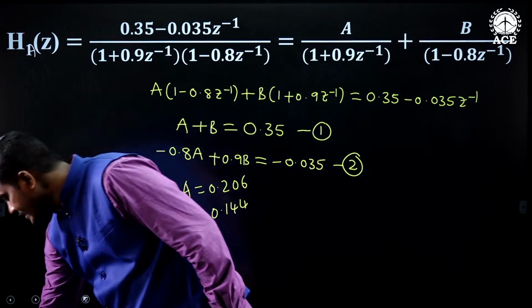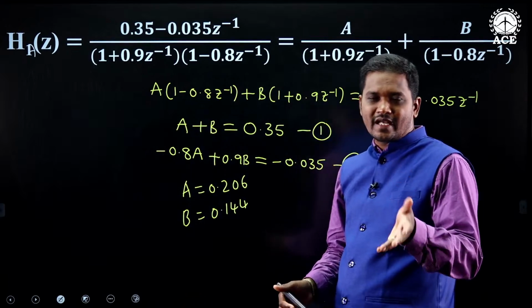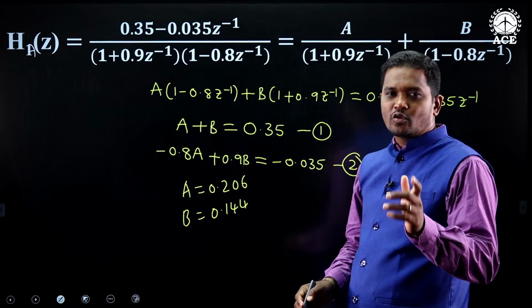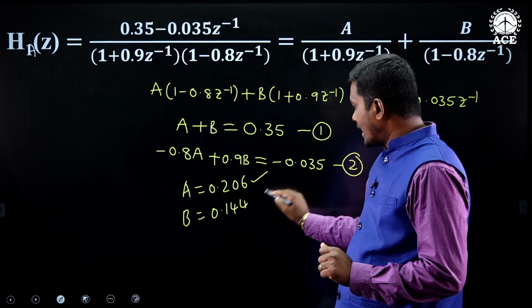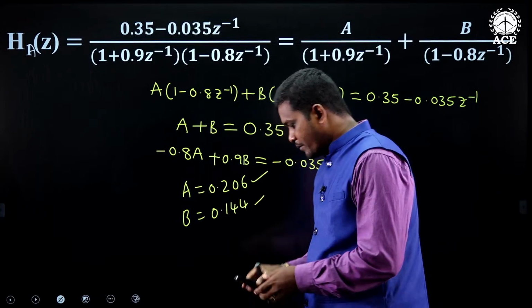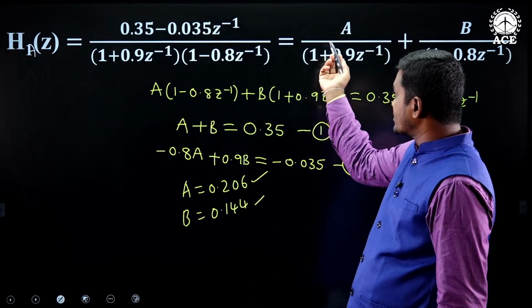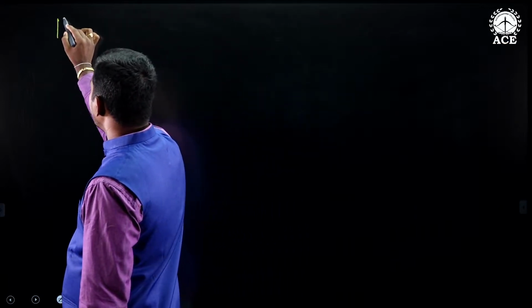Okay, 0.206 and 0.144. Use a calculator. Don't forget to bring a calculator to your exam. Use a scientific calculator and find the A and B values. Yes, it is a simple method. Now, substitute these A and B values here, then HA of Z becomes how much?